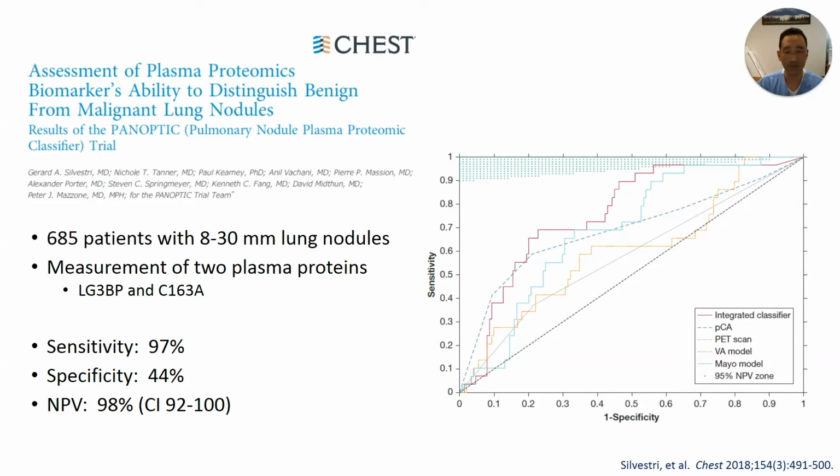But very similar to the prior study that I showed you with the genomic classifier, the utility of this is that it is very good at ruling out those who may not have cancer, not very good at ruling in those who may have cancer. And you can see these AUC curves on the right-hand side, that the curve in red, the integrated classifier, the proteomic study, in addition to all the other tools and clinical assessments that we have at our disposal, performed the best.